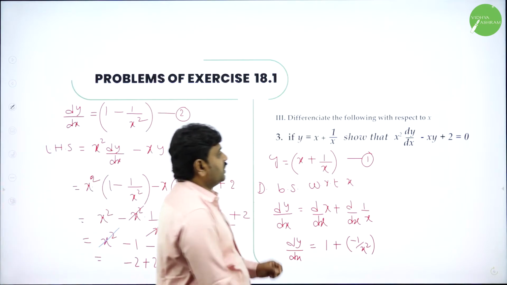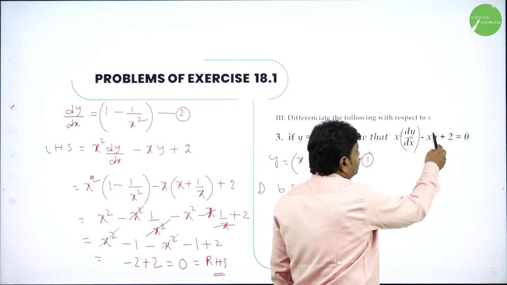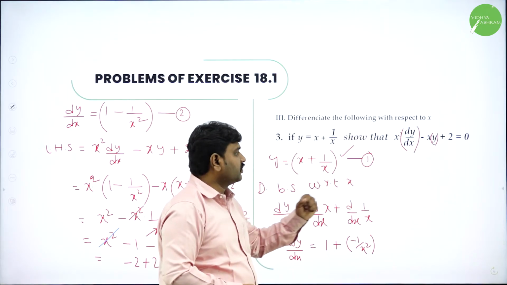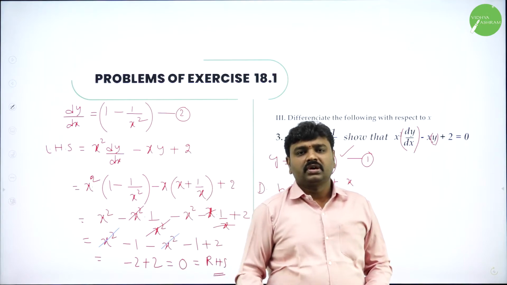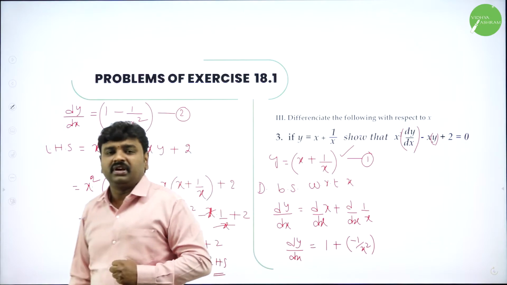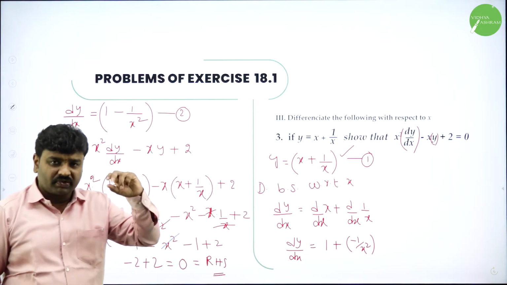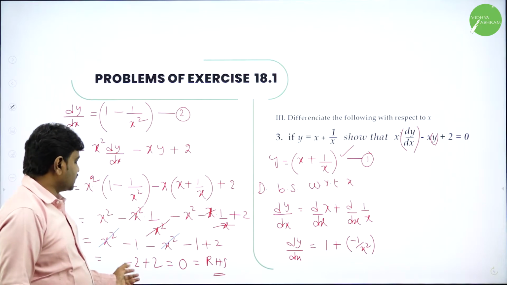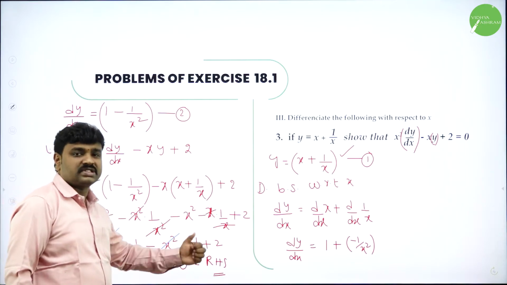So find dy by dx, this part, and substitute y. Y means given problem. Y is what? X into x plus 1 by x. Dy by dx we got substituted. One of the good problems where basic differentiation, after finding dy by dx, take LHS, substitute the value of dy by dx and also substitute the value of y and simplify, all the terms cancel and finally you will get what? 0 as the answer.